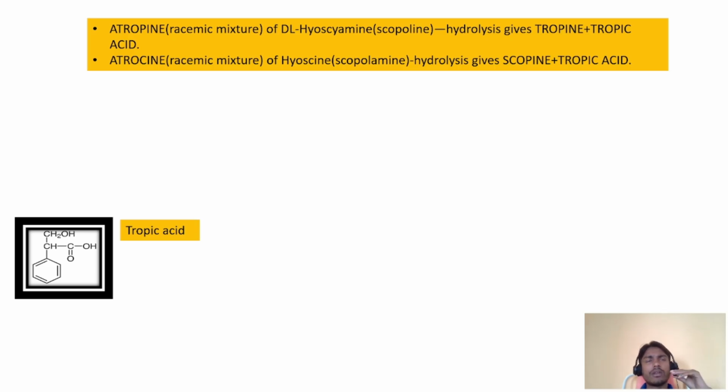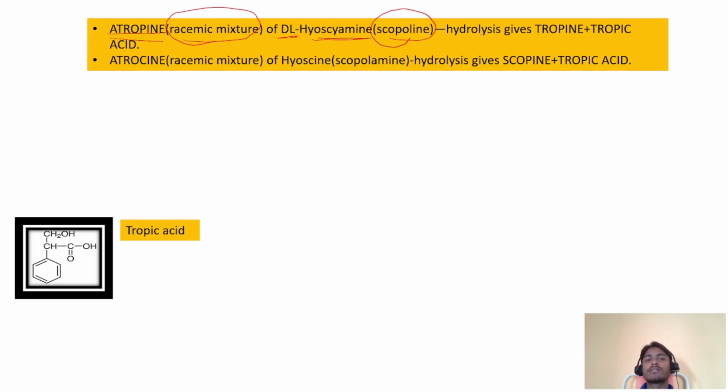See, next comes the medicinal chemistry of anticholinergic drugs. The first one is atropine. Atropine is a racemic mixture. What is that racemic mixture? It is a mixture of dextro and levorotatory hyoscyamine. Also we can call it scopolamine.